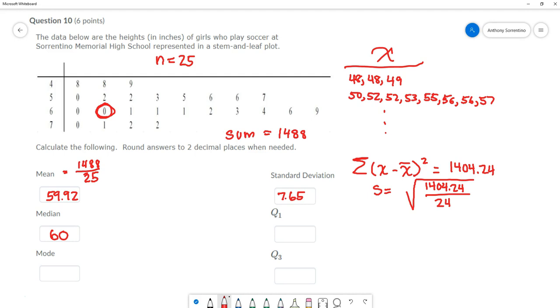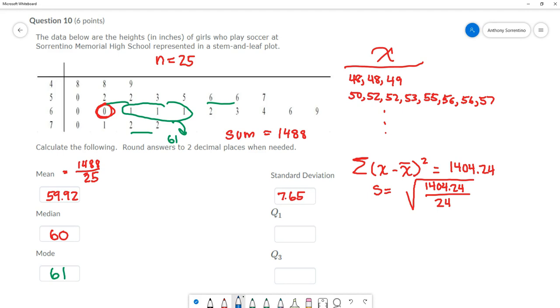The mode, let's go down here. The mode's the most frequent score. I do have some scores that appear twice. Like this one appears twice, this one appears twice, this one appears twice. But this one here appears 3 times, and that corresponds to having three 61s. So the mode happens to be 61.